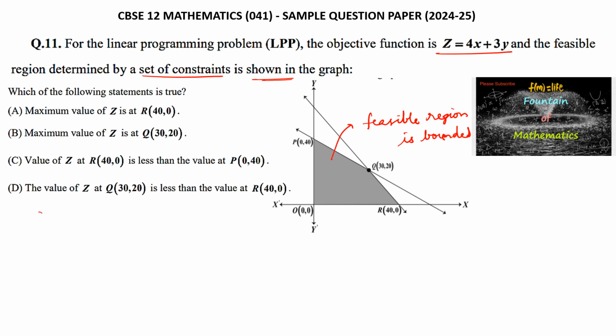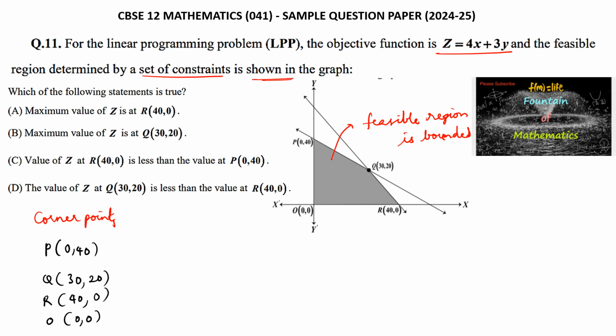P, its corner points are P (0, 40) and Q (30, 20), R (40, 0) and origin O (0, 0), and the value of the objective function at these corner points. Let us see.